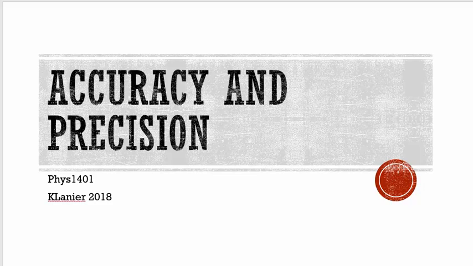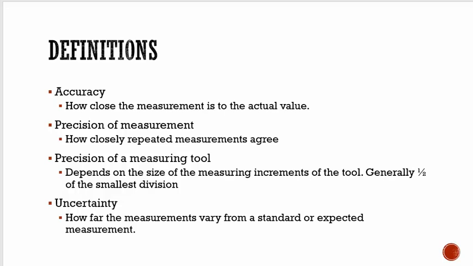So when you talk about experimentation, you have to talk about accuracy and precision. And so we talk about accuracy being how close the measurement is to an actual value. So if your experiment involves finding the acceleration due to gravity, we know that the acceleration due to gravity is negative 9.8 meters per second squared. If you measure negative 9.75 meters per second squared, you might be considered more accurate than somebody who measured 8 meters per second squared.